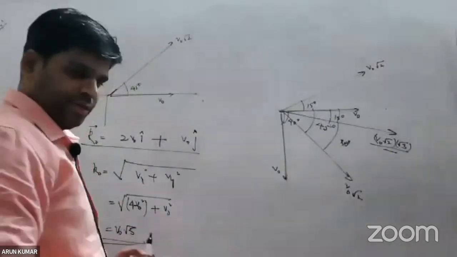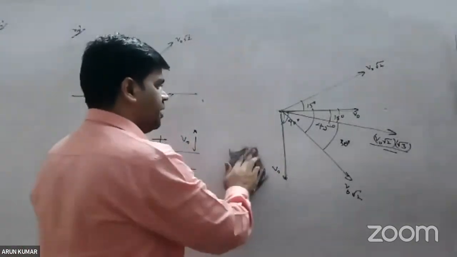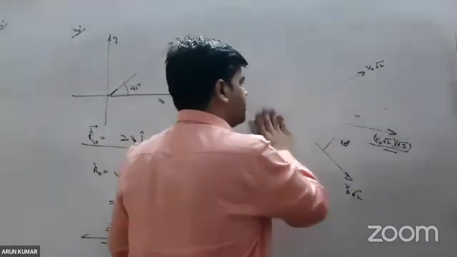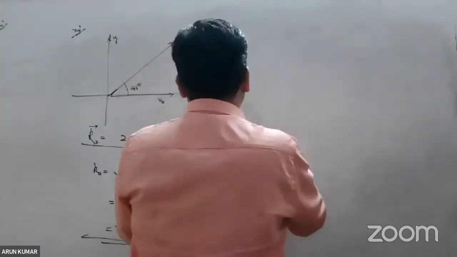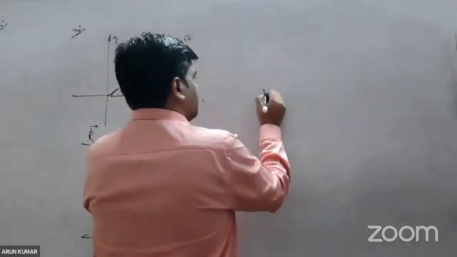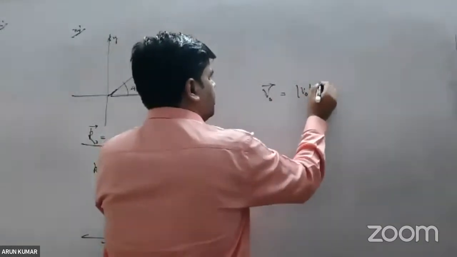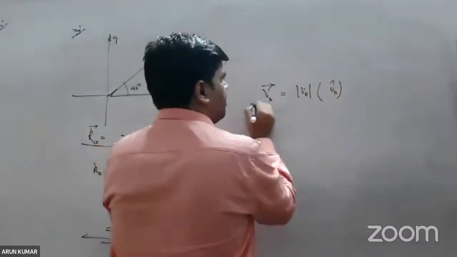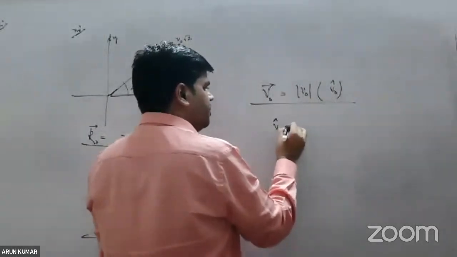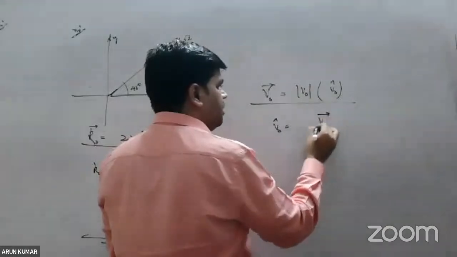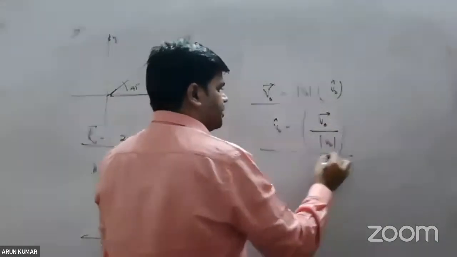Let's see how you find a unit vector. I've told you just a unit vector is one unit in a particular direction. But given a vector, how do I find the unit vector? See, V naught bar is equal to mod V naught times V naught cap, right? So if I want the unit vector, what do I do? V naught cap is equal to V naught bar by mod V naught. That will give me the unit vector.